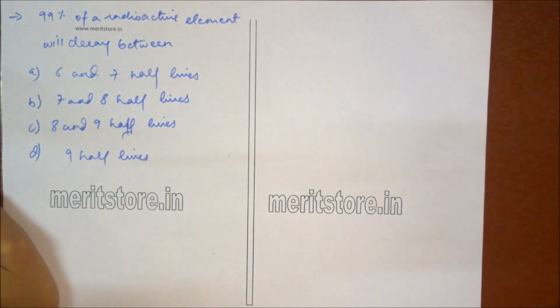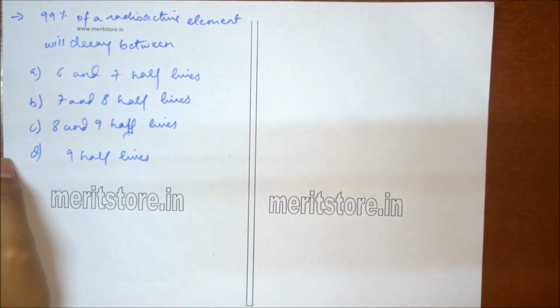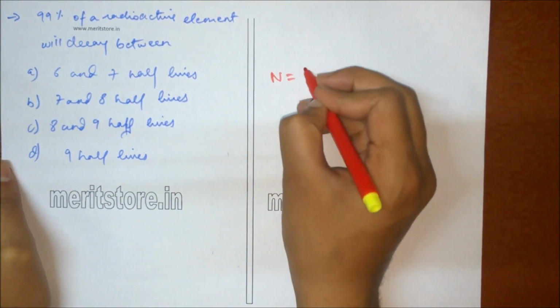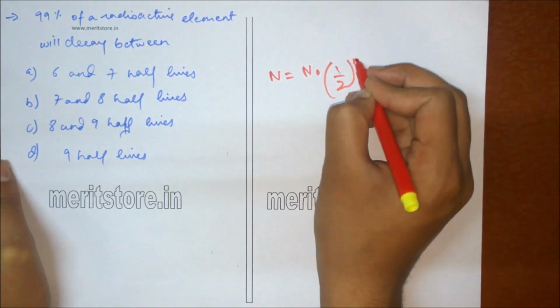89% of the radioactive element will decay between. So N is equal to N0 half raised to n.